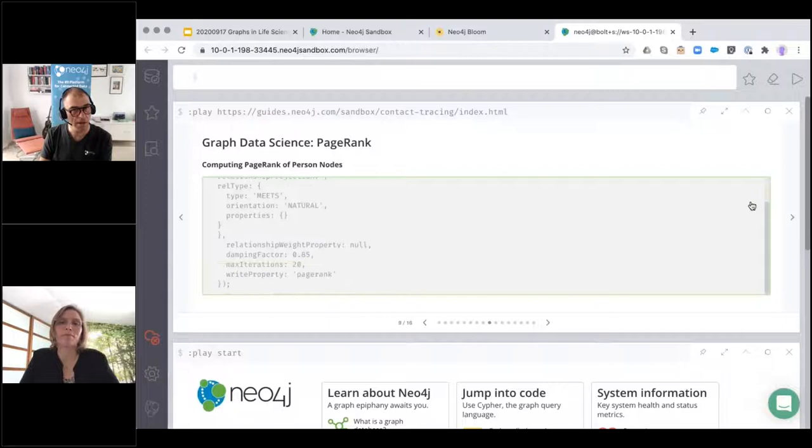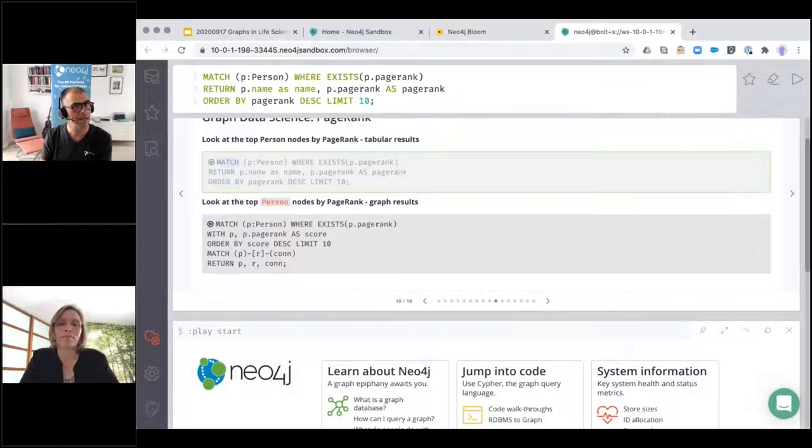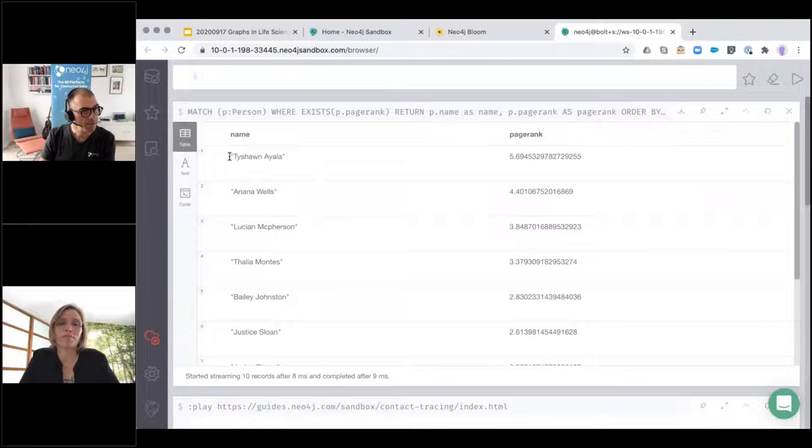meaning that I can very easily see, just need to run this, that Tishon Ayala is probably, because of her connectivity to the rest of the graph, more interesting for the spreading of the disease inside this community, right? Just because she's been connecting too much, right? She's been connecting to places and other people too much, and therefore there's a higher risk associated.